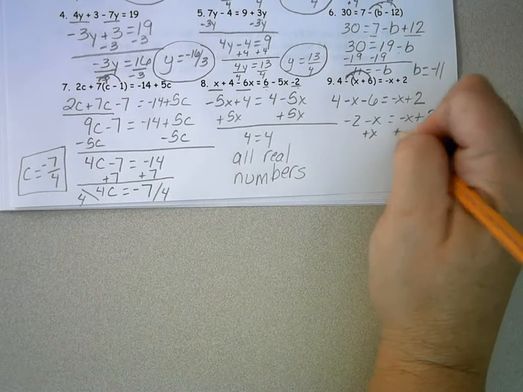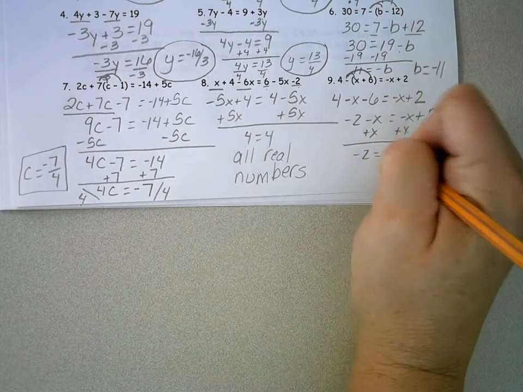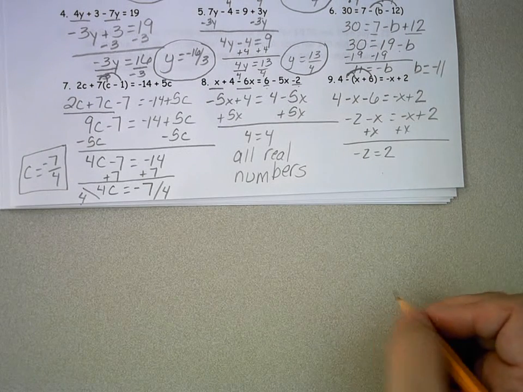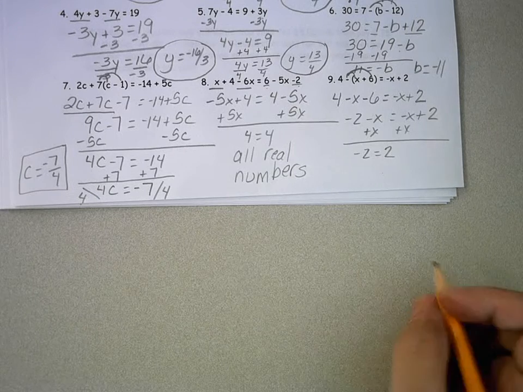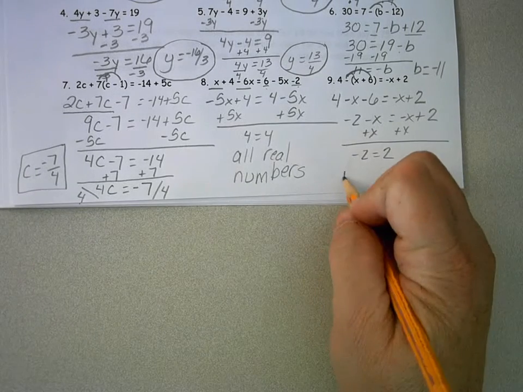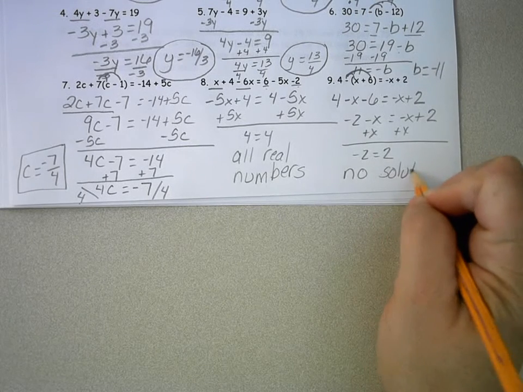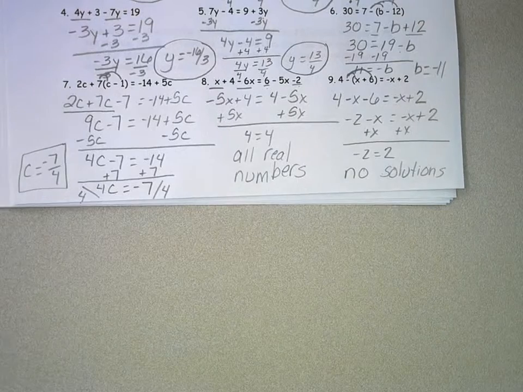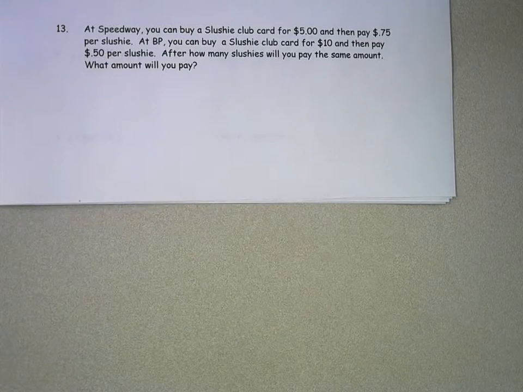From there, you add x to both sides, and you have negative 2 equals 2. That is not a true statement. It's never going to be a true statement, so that means there are no solutions here. There's no number that can go into that equation that will make it true.